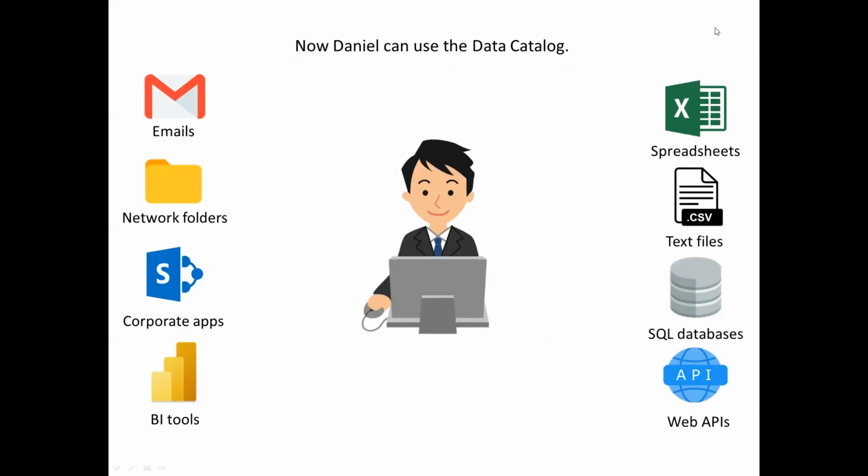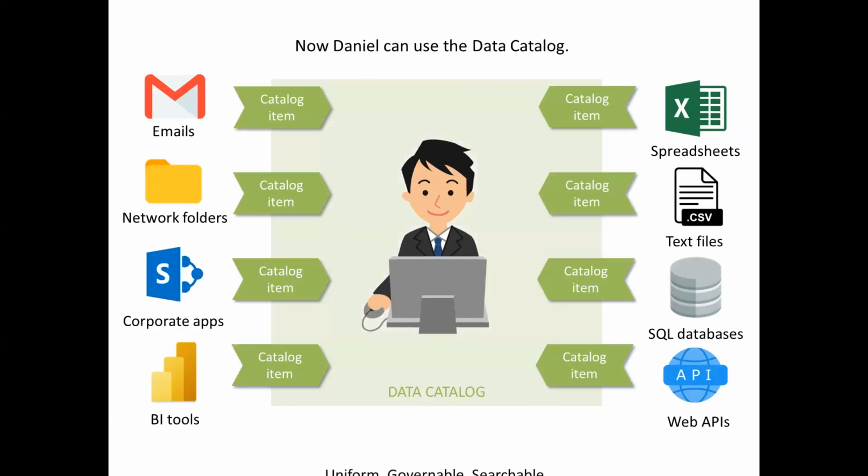What does it look like if Daniel starts using the catalog? Well, all the channels, all the data formats that Daniel works with can now be delivered through the catalog. So the catalog provides a single uniform interface to access data in a large variety of formats, and that comes through a high variety of channels.